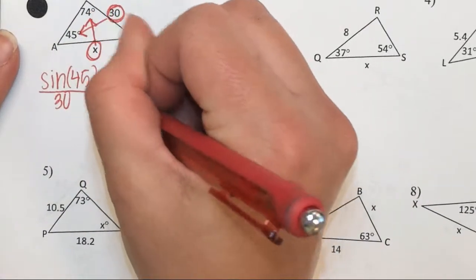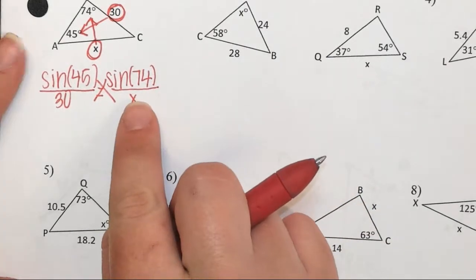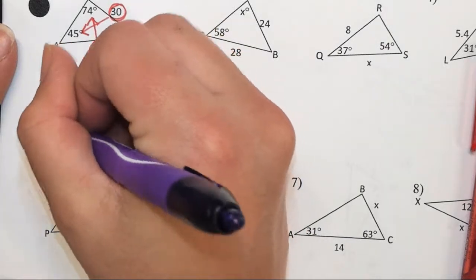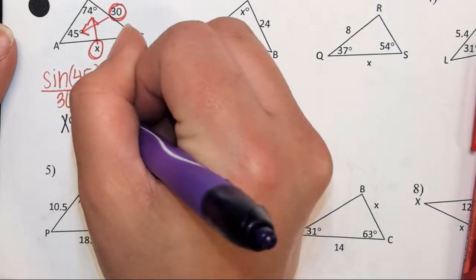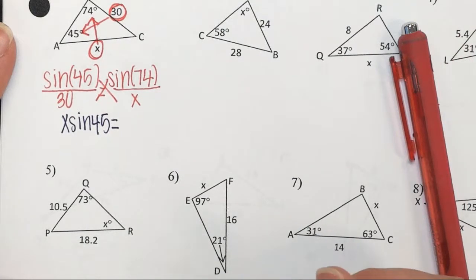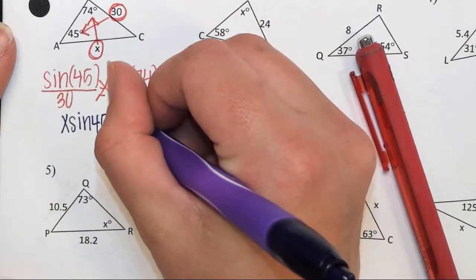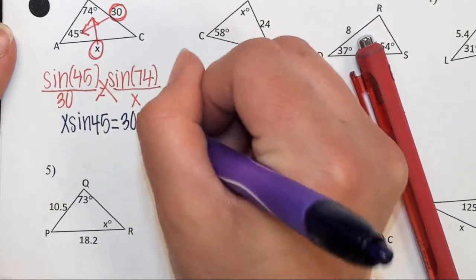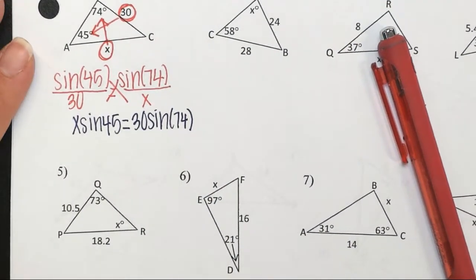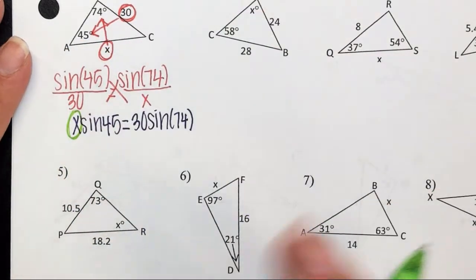Now we are going to cross multiply to solve, just like we did in chapter 7. So your x goes up in front of sine 45, so it's going to look like this: x sine of 45 equals, and I'll put 30 in front of it, 30 sine of 74. Okay, remember our whole goal is to solve for what? This x. I want it by itself.